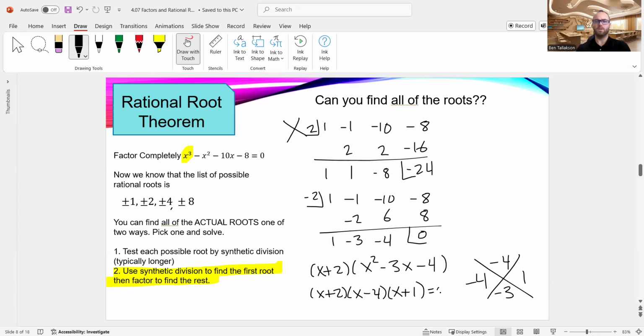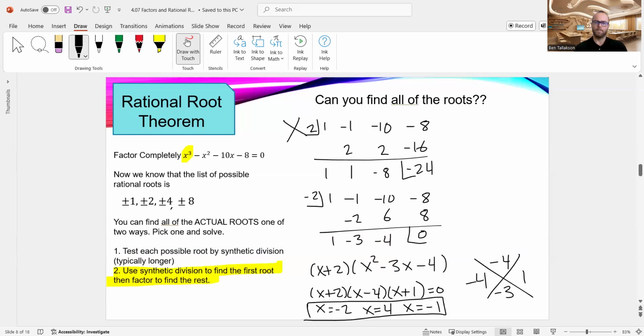Set each equal to 0 and find your 3 roots. We already said earlier that negative 2 is a root. You want to set these all equal to 0 and solve for x, but I'm out of space here, so I'm just going to write out the roots. There they are. Can we see how synthetic division is helping us? Can you see how the rational root theorem is helping you? I hope so.